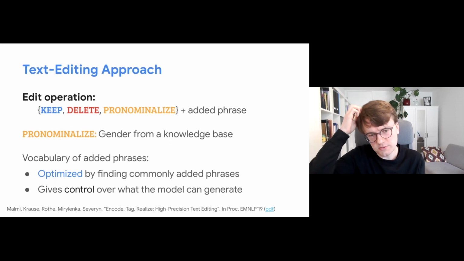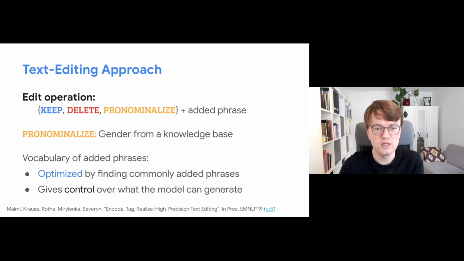One nice benefit of having this phrase vocabulary is that it gives you a control and guarantees of what the model can introduce. So it cannot introduce arbitrary new text, but it can only introduce stuff that's in the phrase vocabulary. And for the pronominalize operation, it also gives us some control, in the sense that when the model predicts to pronominalize an entity mention, we can actually look up, for example, the gender of the entity from a knowledge base and then select the appropriate pronoun based on that.